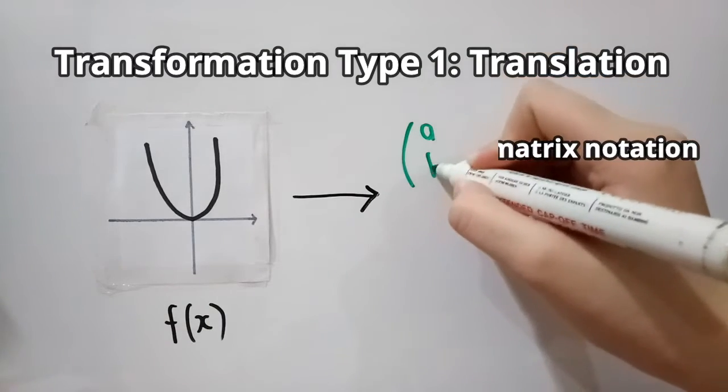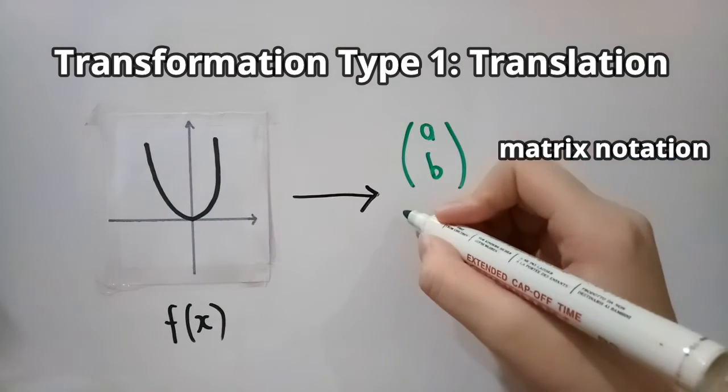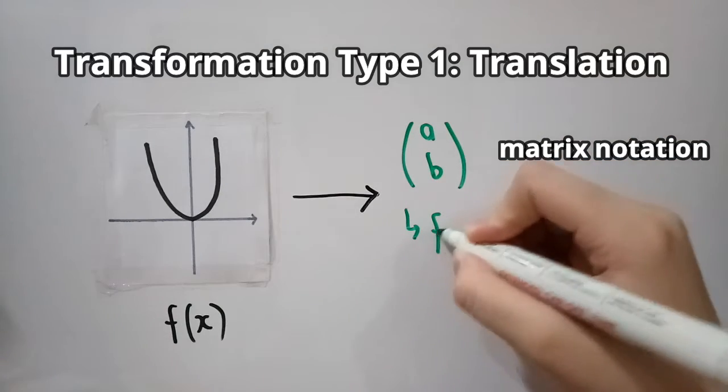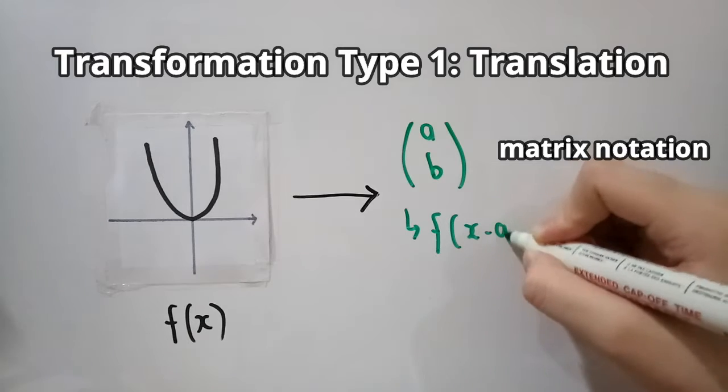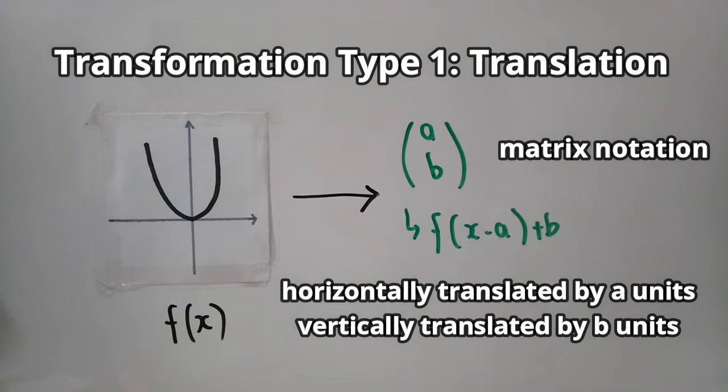For translations, a matrix notation can be applied. If you see the column vector (a, b), it has the same meaning as f(x - a) + b, which means that the graph is horizontally translated by a units and vertically translated by b units.